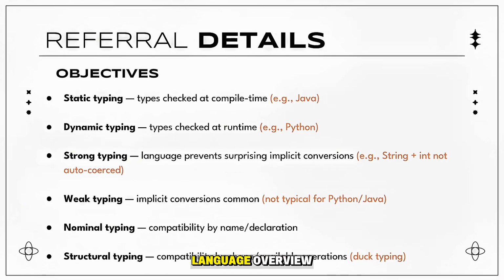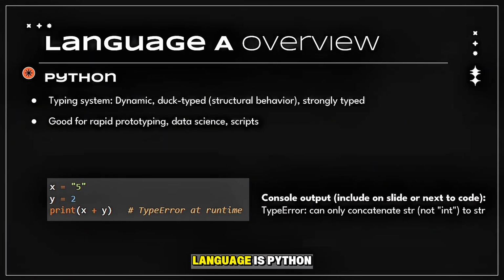Next is the language overview. So our first language is Python, which is dynamic and structural. Like Java, it is also strongly typed. The image here shows that it is strongly typed because Python refuses to implicitly coerce a string into an integer. This shows strong typing across incompatible types. That is why the output is a type error.